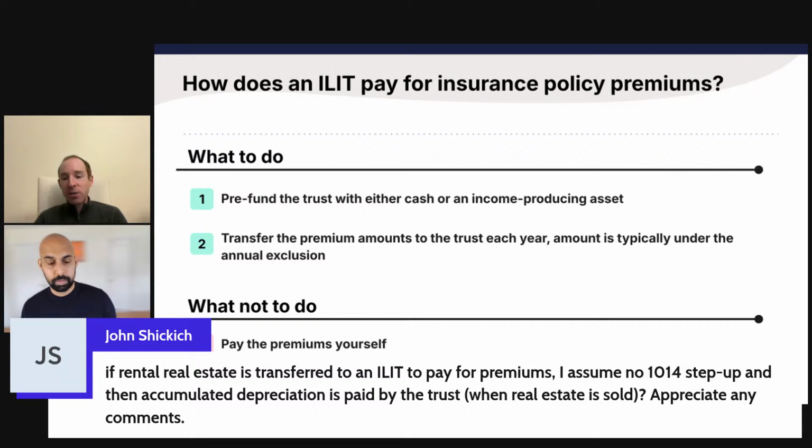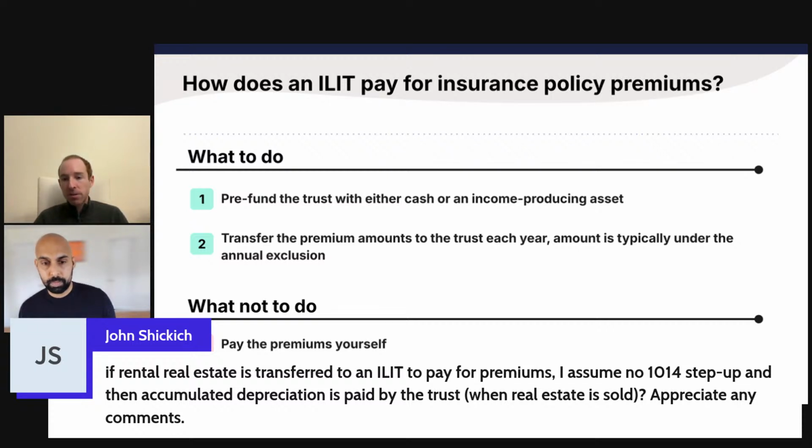And you think, what if I die? I'm not going to get basis step up on the real estate. What you can do is swap it out for a different asset. Essentially, you buy back the real estate from the trust in return for something of equal value. And so what you would do is get the real estate appraised.